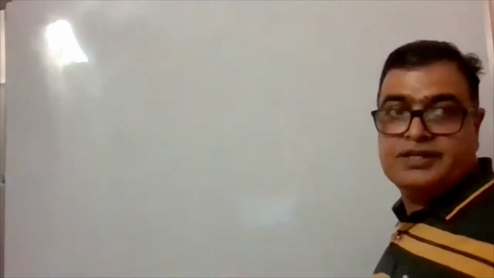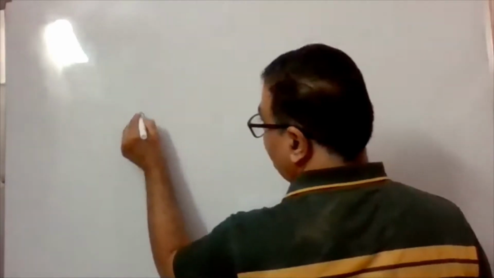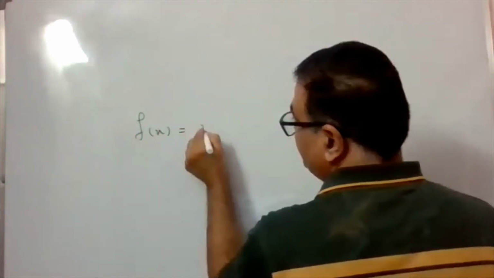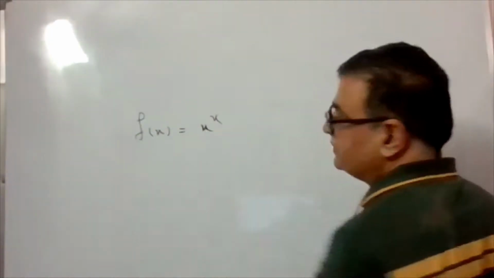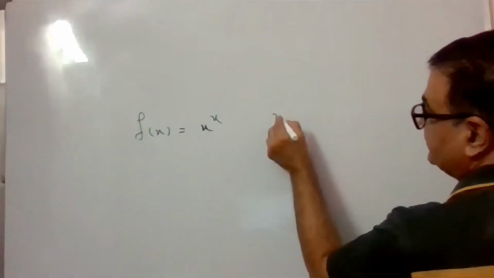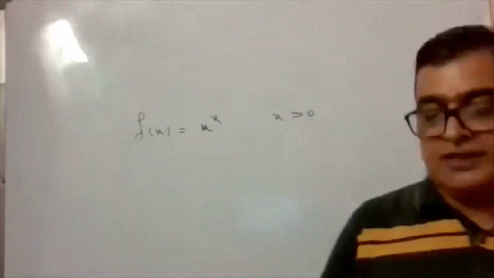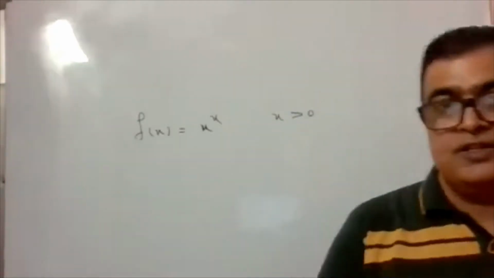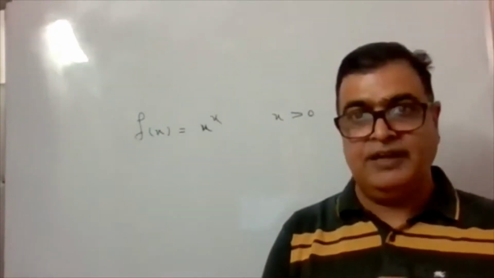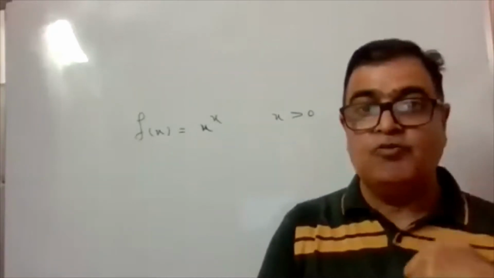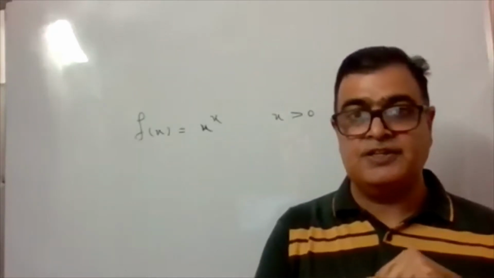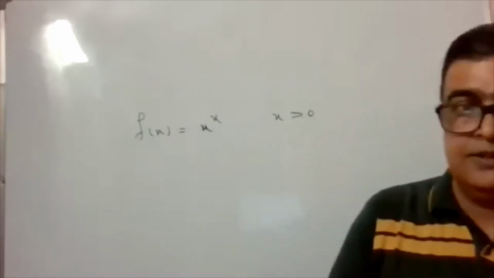So question, you write down now for increasing, decreasing. That was the question. f(x) is equal to x power x, x is greater than 0. Find the interval where this function is increasing, where this function is decreasing.